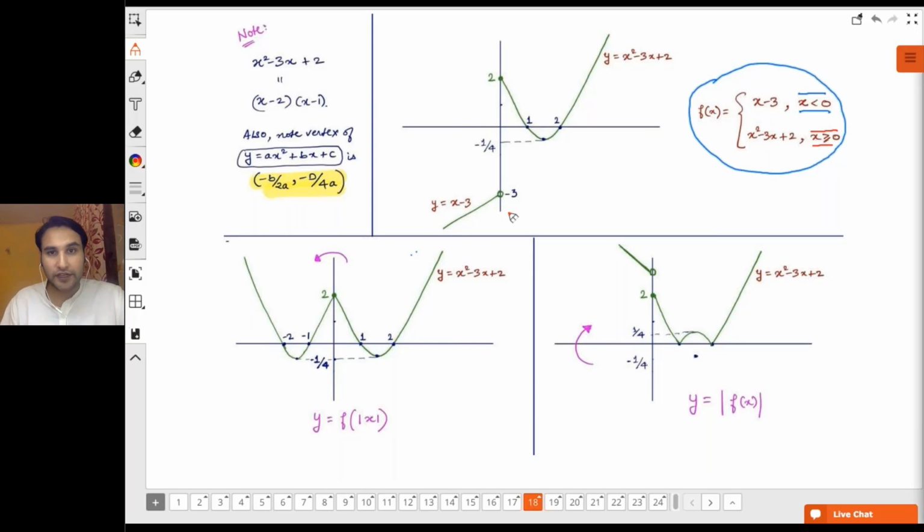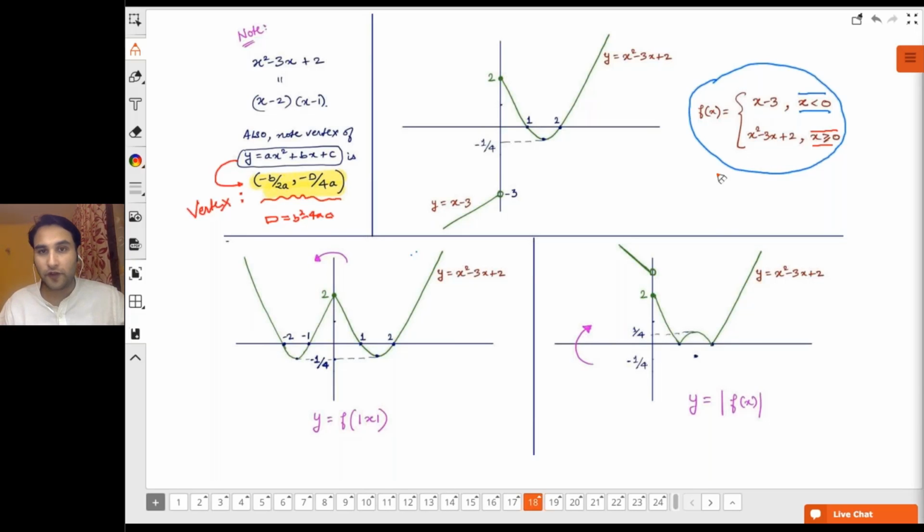Right? There are multiple ways to plot a quadratic graph, but the most effective way is this. Remember, the vertex of a quadratic graph ax square plus bx plus c is always minus b by 2a comma minus d by 4a, where d is b square minus 4ac. This is the classical way of plotting the graph of a quadratic, x square minus 3x plus 2.